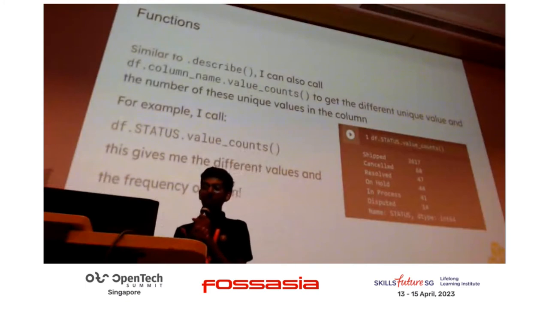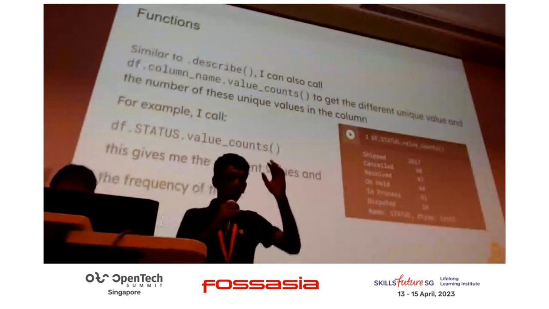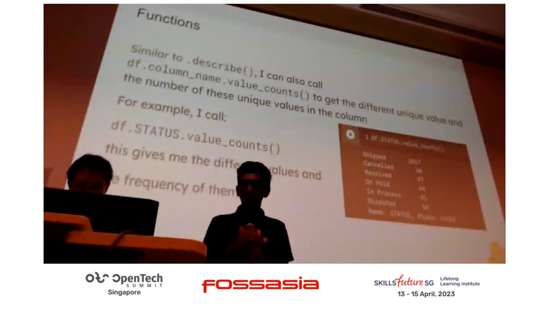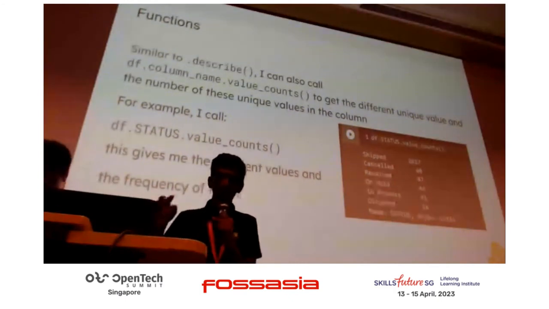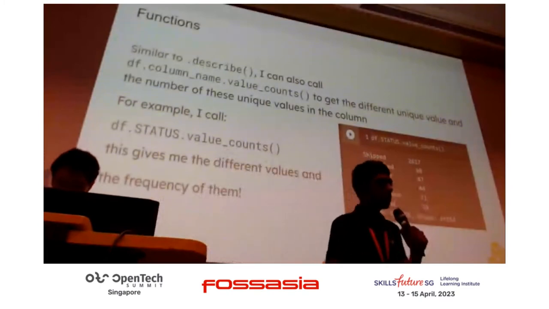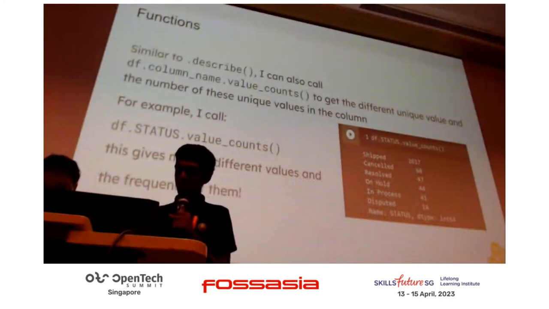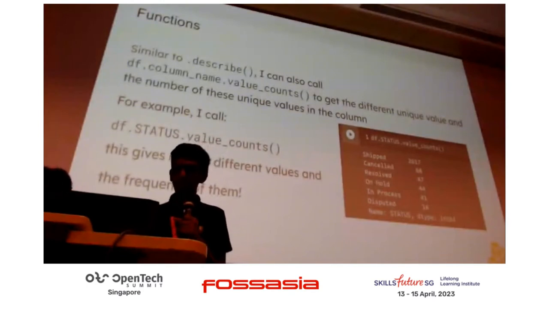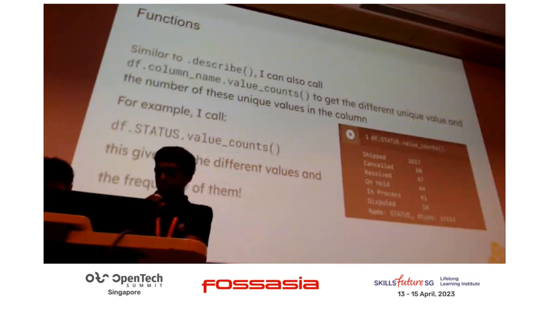So what this does is basically, it gets the different unique values, right? And how many of those unique values there are in that specific column. For example, df.status.value_counts gives you the different unique values that it detects, and also gives you the frequency, how many times it occurs. For example, shipped is a majority, obviously, which is 2,670 times in that status column. And then you also have cancelled, which is 60 times in that column.